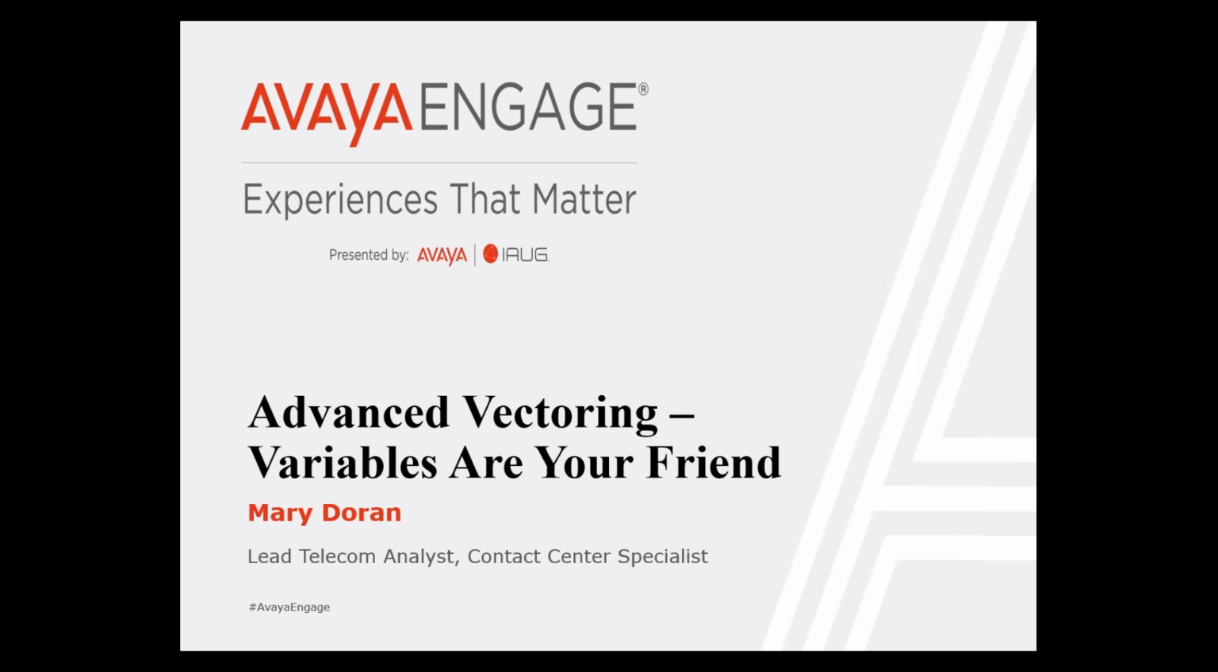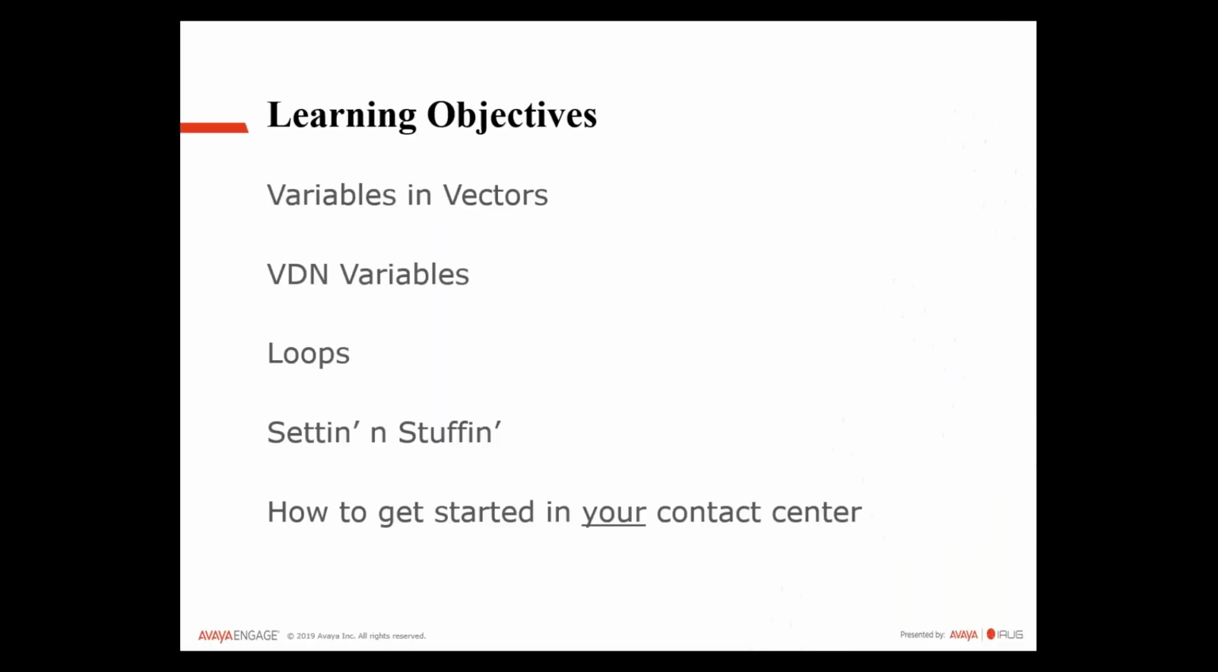I did this presentation in Austin at the conference, and I've done it a couple times before as well. So what we're going to do is step through and go over variables and vectors and the VDN variables. We're going to go from the beginning and work in baby steps, and build on it as we go through the presentation. We'll then end with some loops and what I call setting and stuffing. It's some more advanced stuff you can do with your variables once you get comfortable.